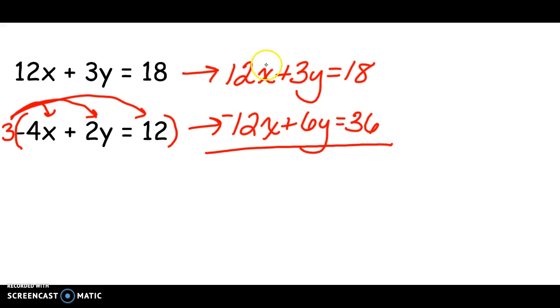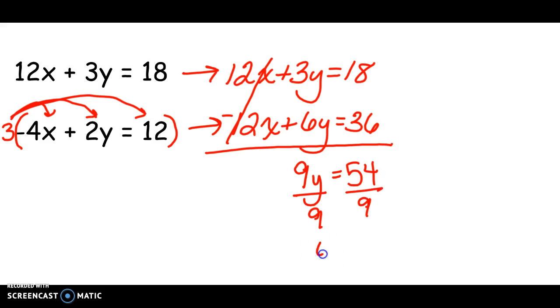Now, combine them. 12x and negative 12x cancel. 3y and 6y is 9y. And 18 and 36 is 54, sorry. Then divide both sides by 9, and you get y equals 6.